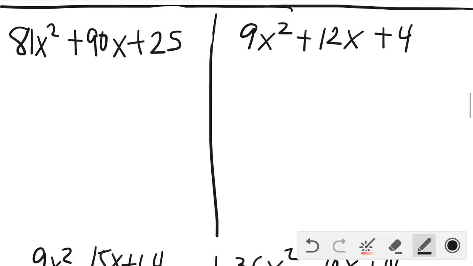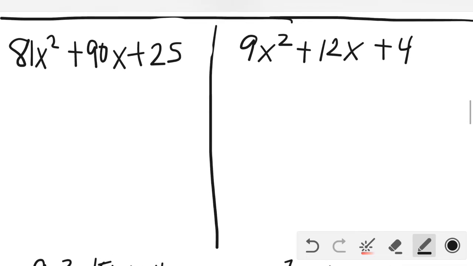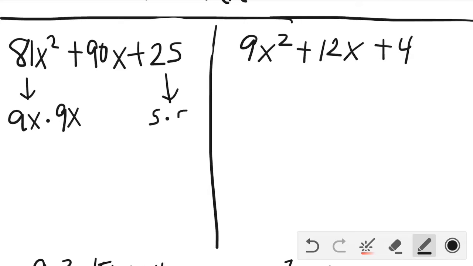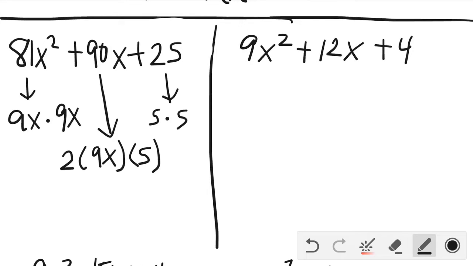Alright, let's do a couple more. So this time our leading coefficient is no longer a 1. So let's see if we can still check if these are perfect square trinomials. Could you get the square root of 81x squared? Yes, you can. That will give you a 9x multiplied by a 9x. On the other hand, your 25 will have factors 5 multiplied by 5. Let's check our middle term. Will this result in a 90x if we multiply 2 by 9x by 5? Go ahead and check for me.